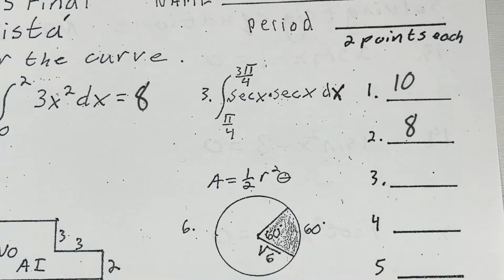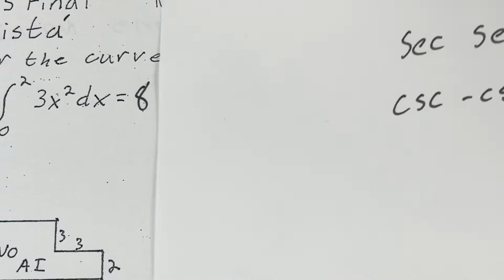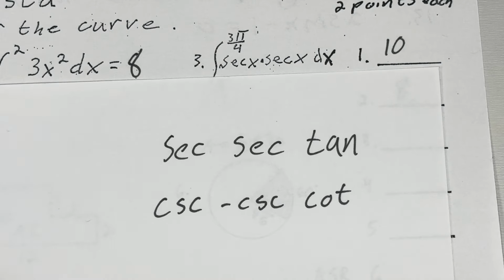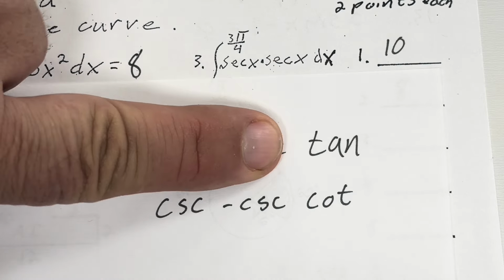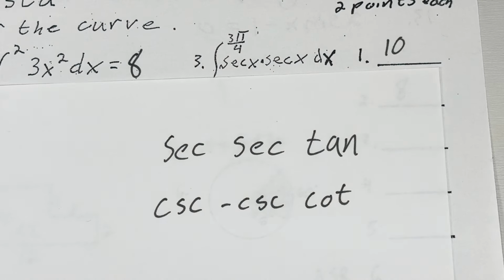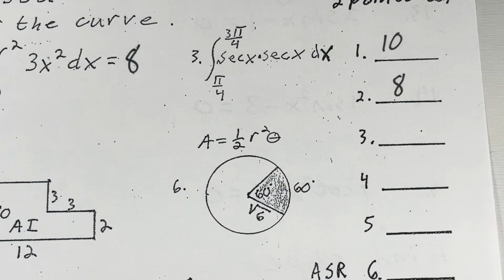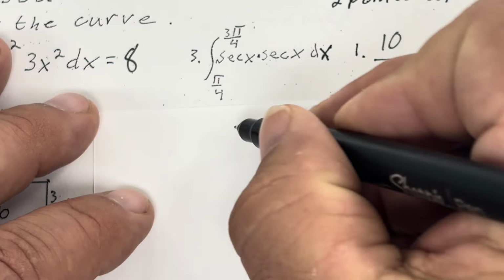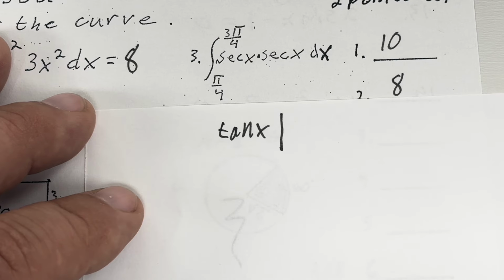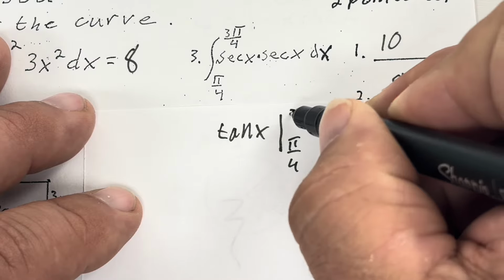So what we want to do is take the antiderivative of secant squared. On my wall, I have this note. So notice, it's secant. I'm going to put my finger over secant, and it points to the word tangent. So the antiderivative of secant squared is tangent. So that's going to give us tan x evaluated from pi over 4 to 3 pi over 4.